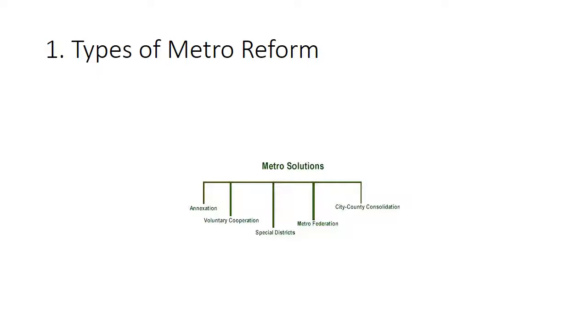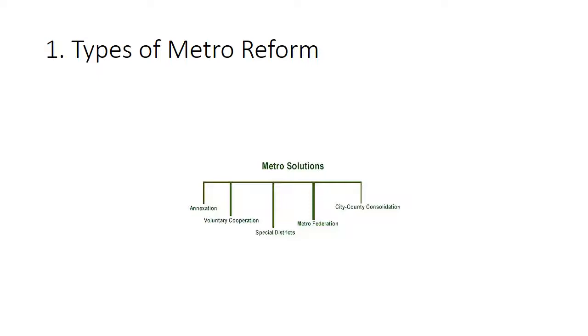So if we look at metro reform, I've got this diagram here, starting with the far left, the weakest or the smallest or the minimal change in the metropolitan area government structure, to the most extreme at the far right. So the far left starts with annexation. And annexation simply means that some existing government, like the city, will incorporate or take on some area outside the city and make it part of the city.